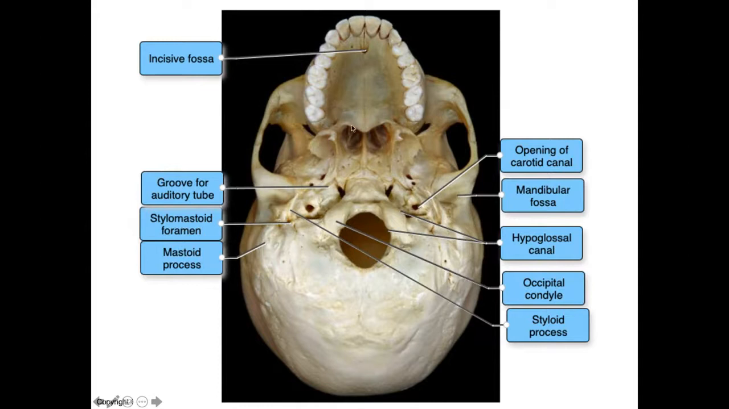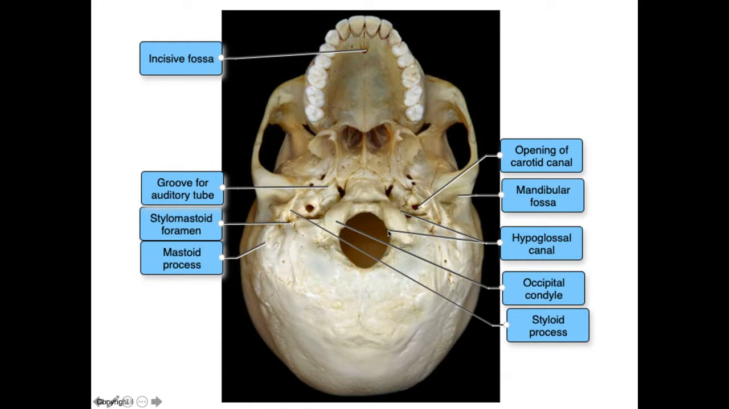When you look underneath the skull, here's the hard palate. There's your incisive foramen. You have a few more holes that you can see underneath. Here's the opening for the carotid canal, right? So you can imagine the carotid arteries are going to go through here. The mandibular fossa, this is where your condyle of your mandible articulates to make up the TMJ, the temporomandibular joint.